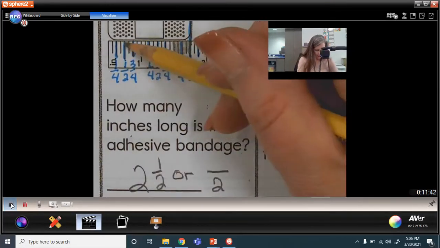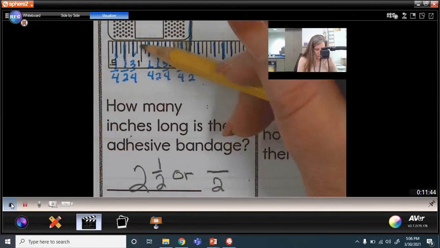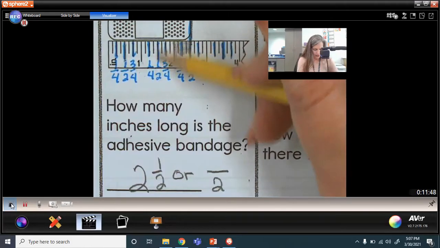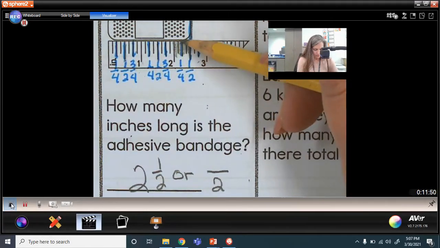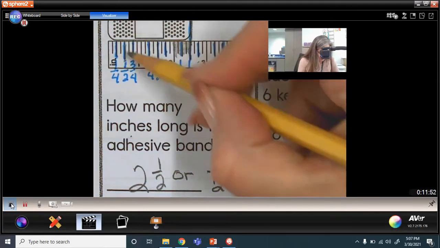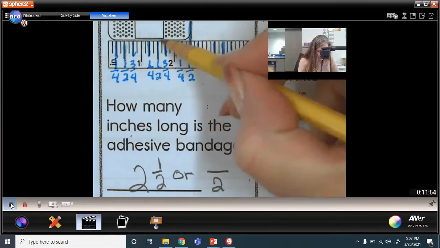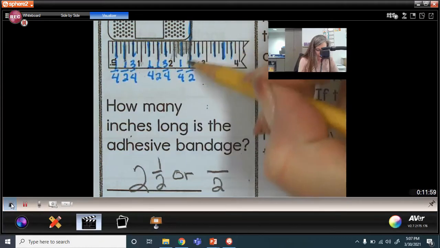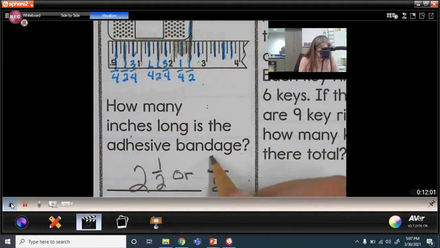Well, we have a half here, that's 1. And when we get to 1, that's 2 halves, 3 halves. 1 half, 2 halves, 3 halves. When we get to 2, that's 4 halves, and 1 more half is going to be 5 halves.